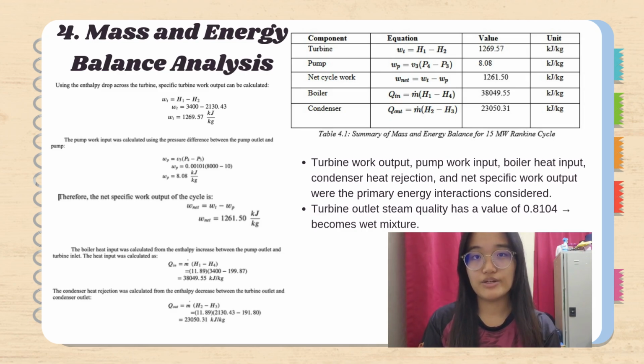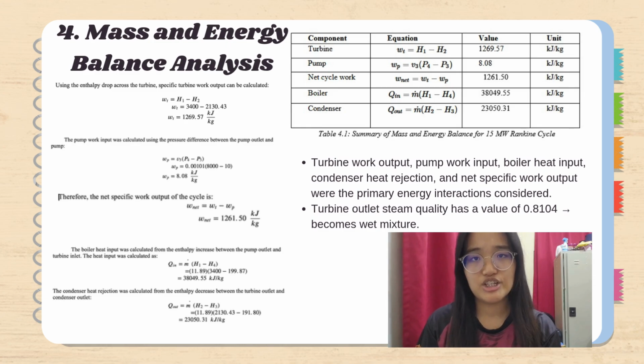The net specific work output was then calculated by subtracting the pump work from the turbine work. The net specific work output of the cycle was 1261.50 kJ per kg. This value is important because it was used to determine the steam mass flow rate required to generate the target power output. The boiler heat input was calculated from the enthalpy increase between the pump outlet and turbine inlet.